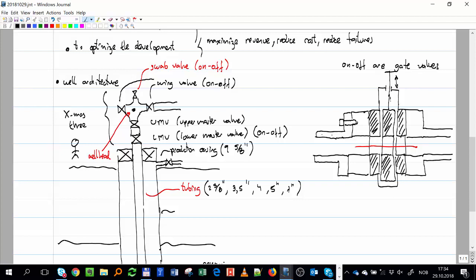Okay, and these are only on and off. This has nothing to do with control. If I want to reduce the rate or increase the rate, I cannot use any of these valves. Because of the way they are constructed, they have to be either completely closed or completely open. Okay, so one of the reasons is to measure this pressure, the wellhead pressure.